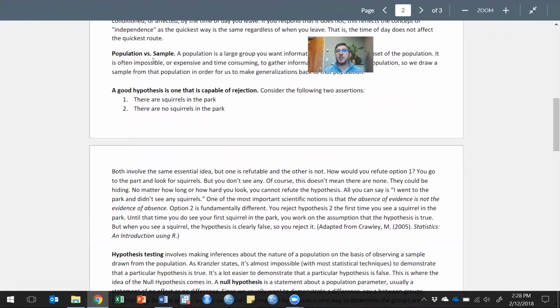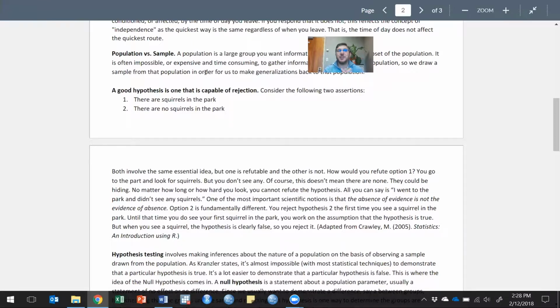Just some terminology of population versus a sample. A population is that large group that we're interested in, and our sample is a subset of that population. If we want to make inferences back to the larger population, we want our sample to be representative of that population.